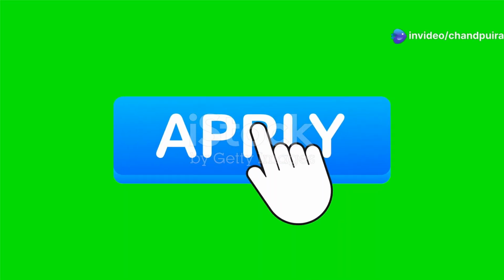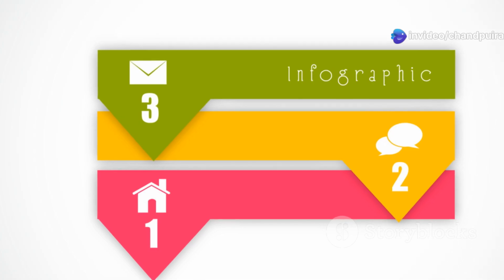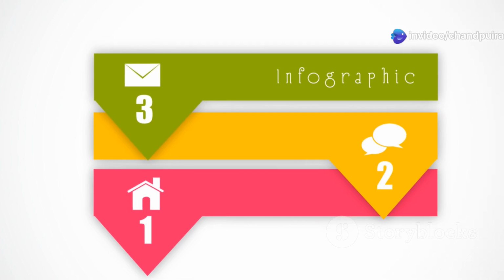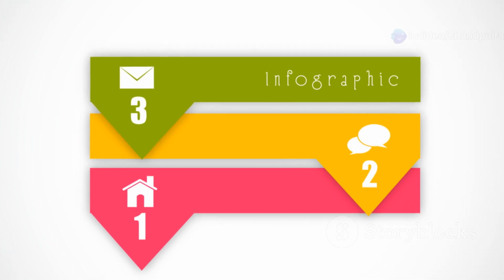Step 2. Apply for YouTube Partner Program, YPP. This is where the real journey begins. If you're eligible, you'll see an Apply Now button. Click it to start your application. This will initiate the process of joining the YouTube Partner Program. You'll go through 3 steps. Each one is essential to get your channel ready for monetization.